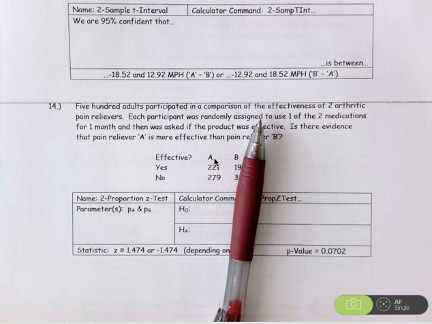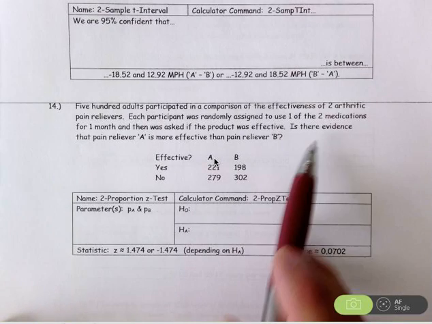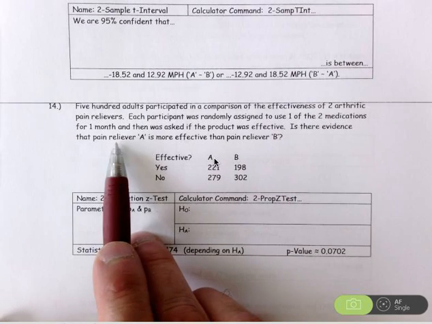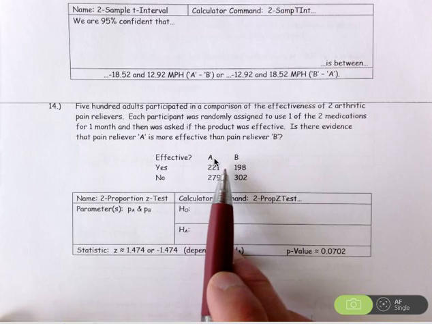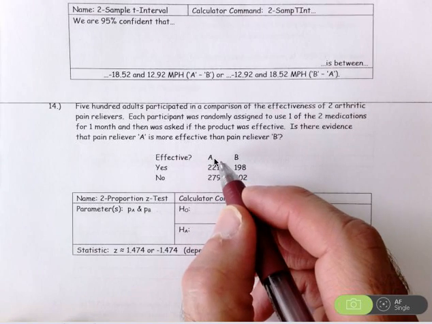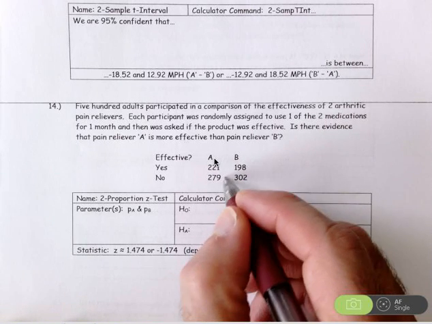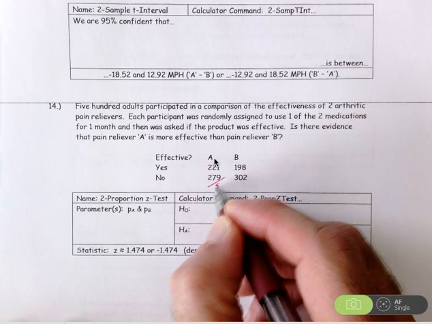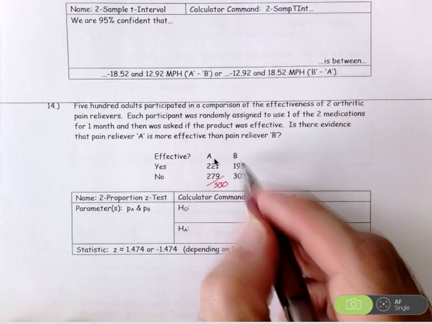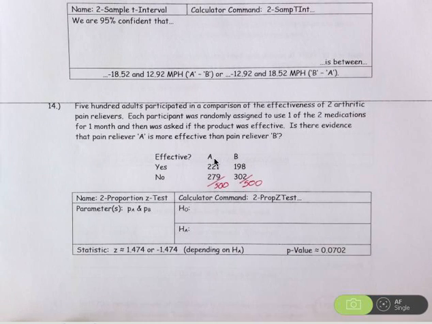This last question then, question number 14, is a two-proportion z-test. So we're looking for evidence that pain reliever A is more effective than pain reliever B. The effectiveness of pain reliever A, 221 out of this total size that took pain reliever A, that's 500. Same thing, we also have 500 observations for pain reliever B. That's important because we're going to have to enter those into the calculator in just a second.